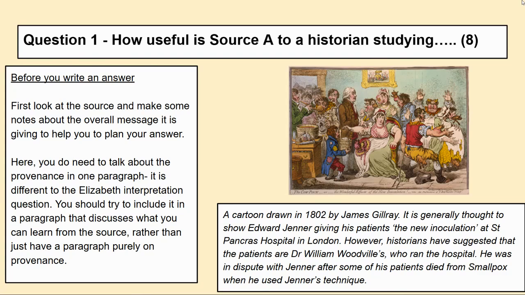You do need to talk about the provenance in one paragraph to get to higher levels. And in that sense, it's a bit different to the Elizabeth interpretation question you'll do in this exam. I would try to include the provenance information and why that makes it useful in a paragraph that discusses what you can learn from the source. I would not do a provenance paragraph just by itself. It won't be as strong. 2 things you can learn from the contents, and at one point in one of the paragraphs, link in the provenance.